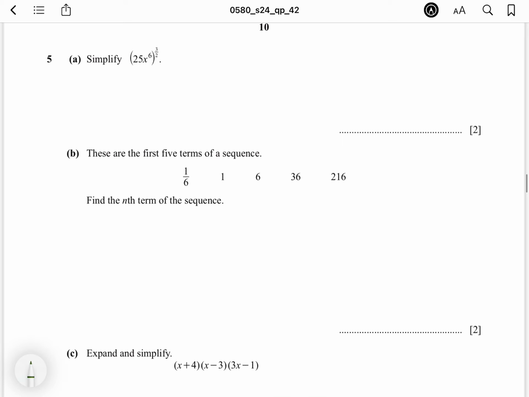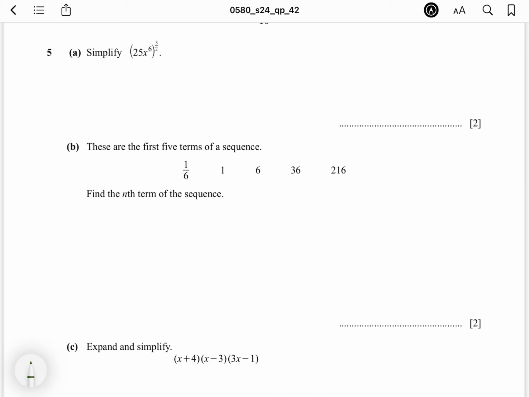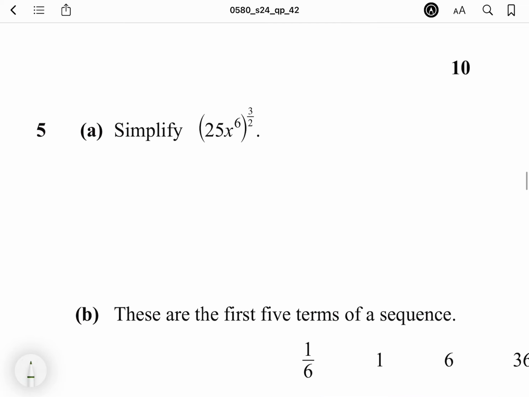Right? Next one. Question number 5 here. Simplify. Fractional index. The numerator is the power, the denominator is the root. So it's over 2, which means it's square root. Bukan 2 root. 3 root, 4 root.